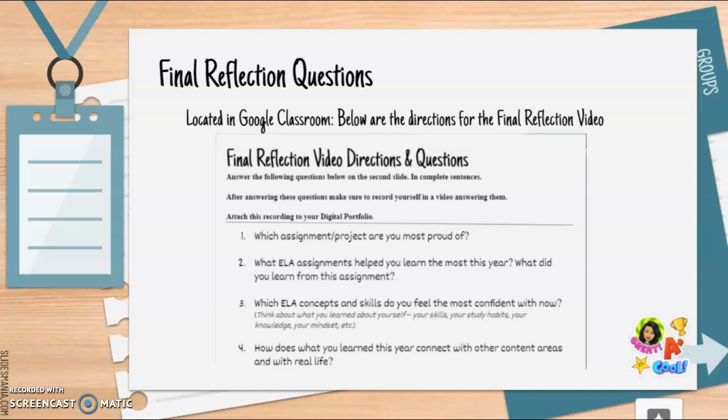Now, folks, you're going to answer the following questions on the Google slide. Again, it's in our classroom. It's only 4 questions. Super simple, super easy. Again, please answer in 2 to 3 sentences for these. And then you are going to record yourself filming that video and input it at the end of your portfolios.